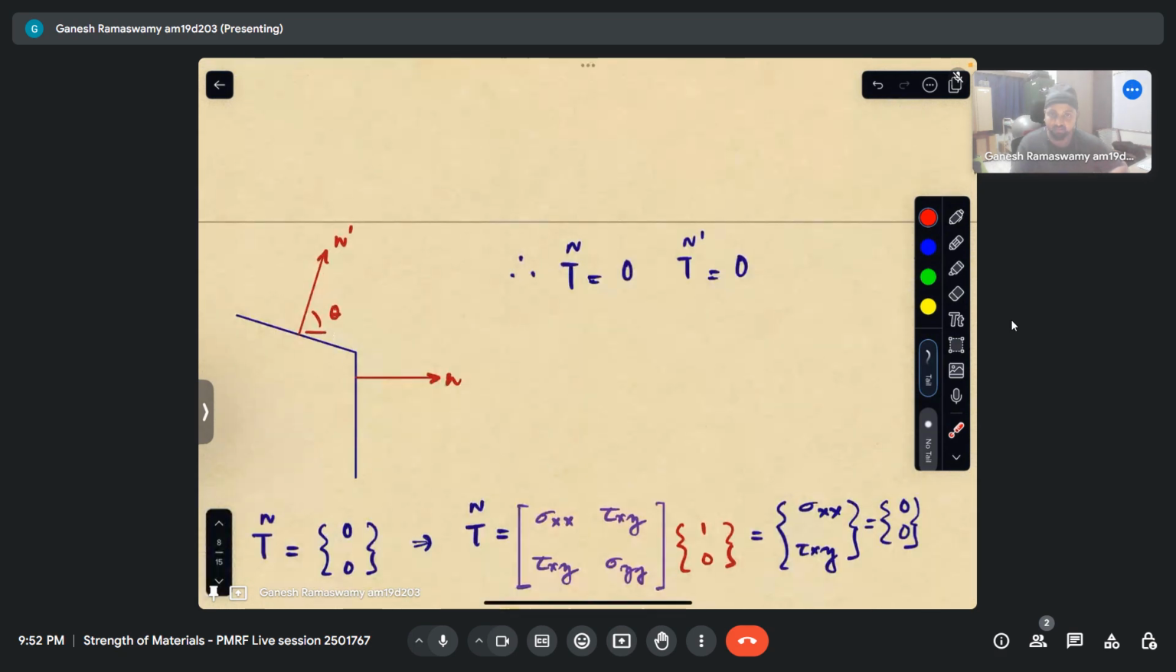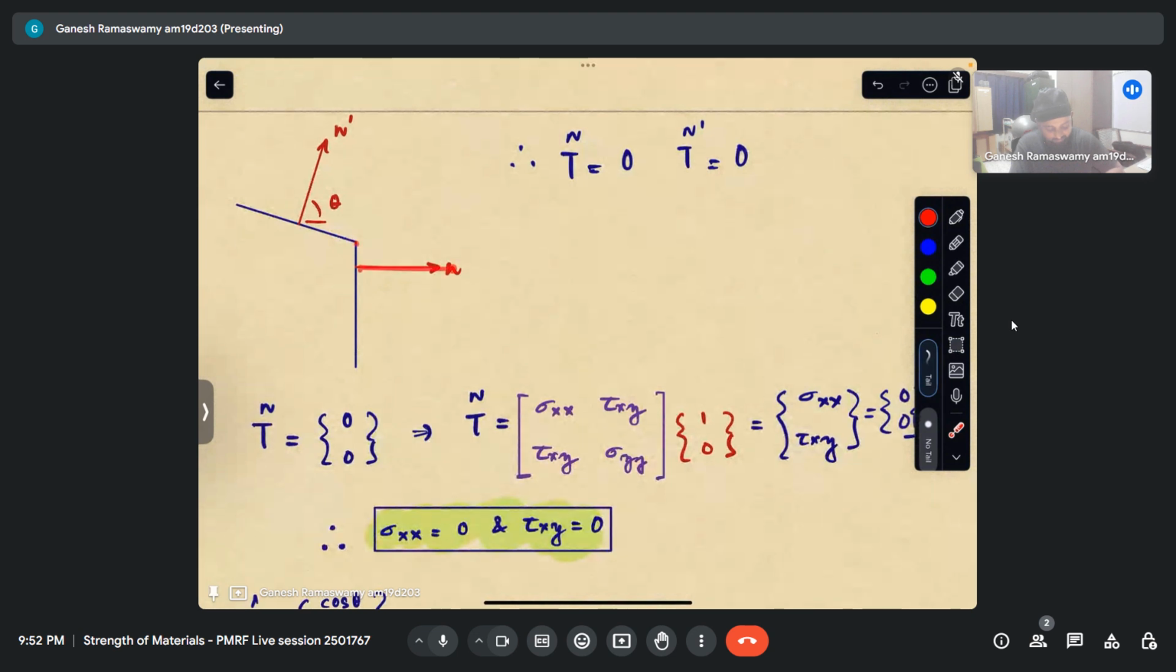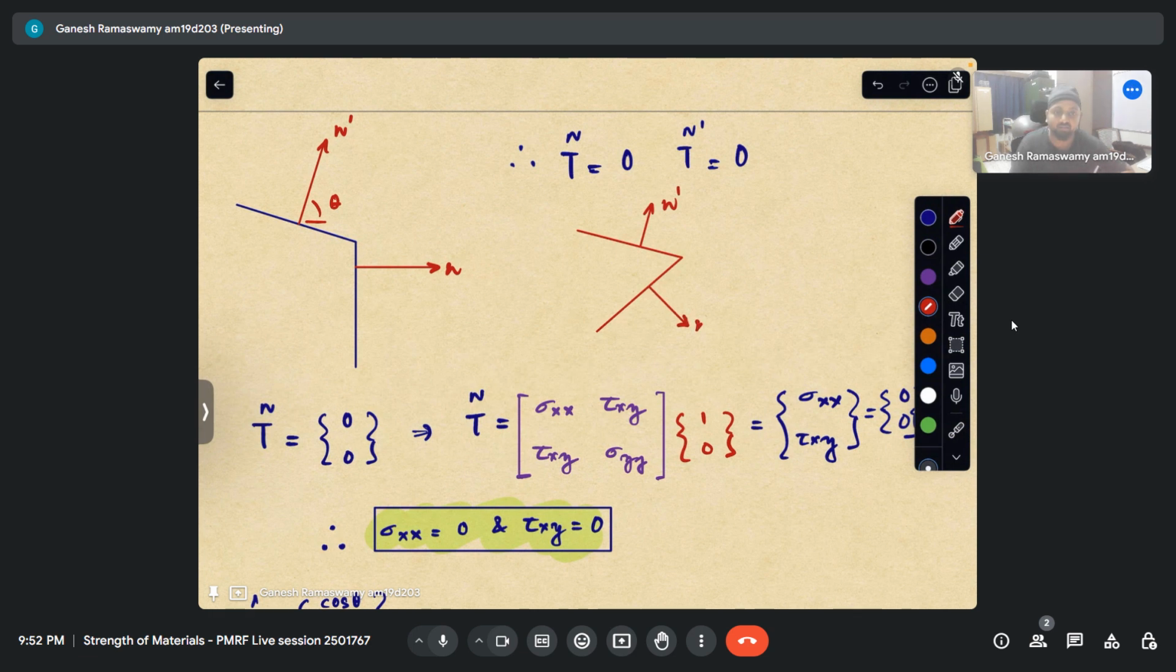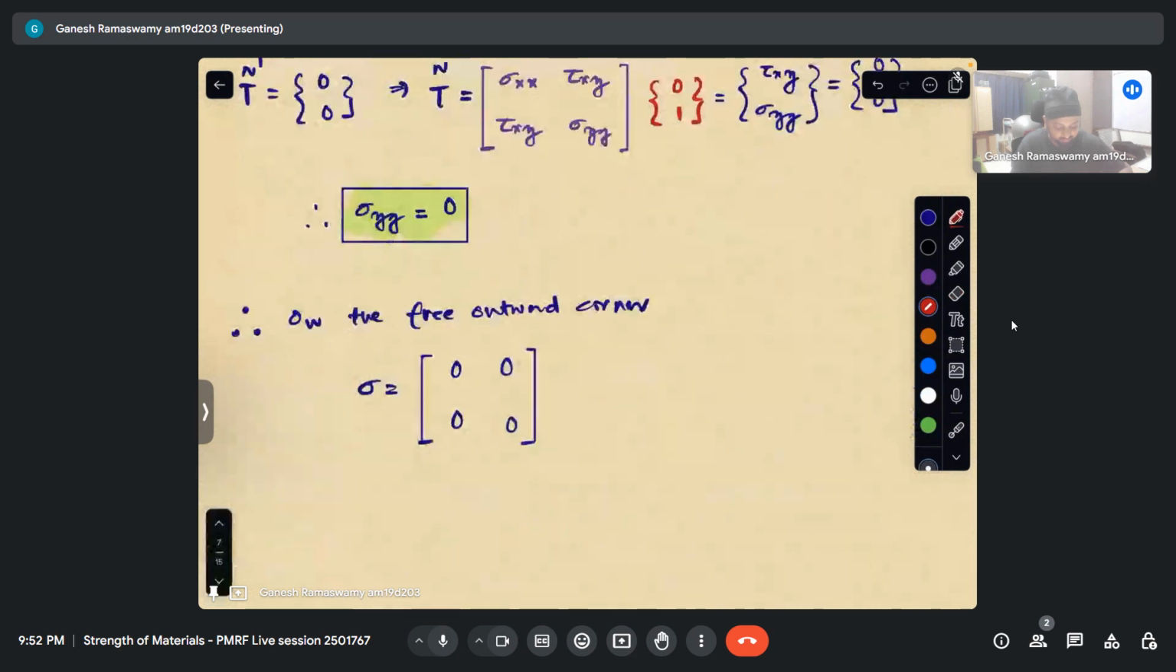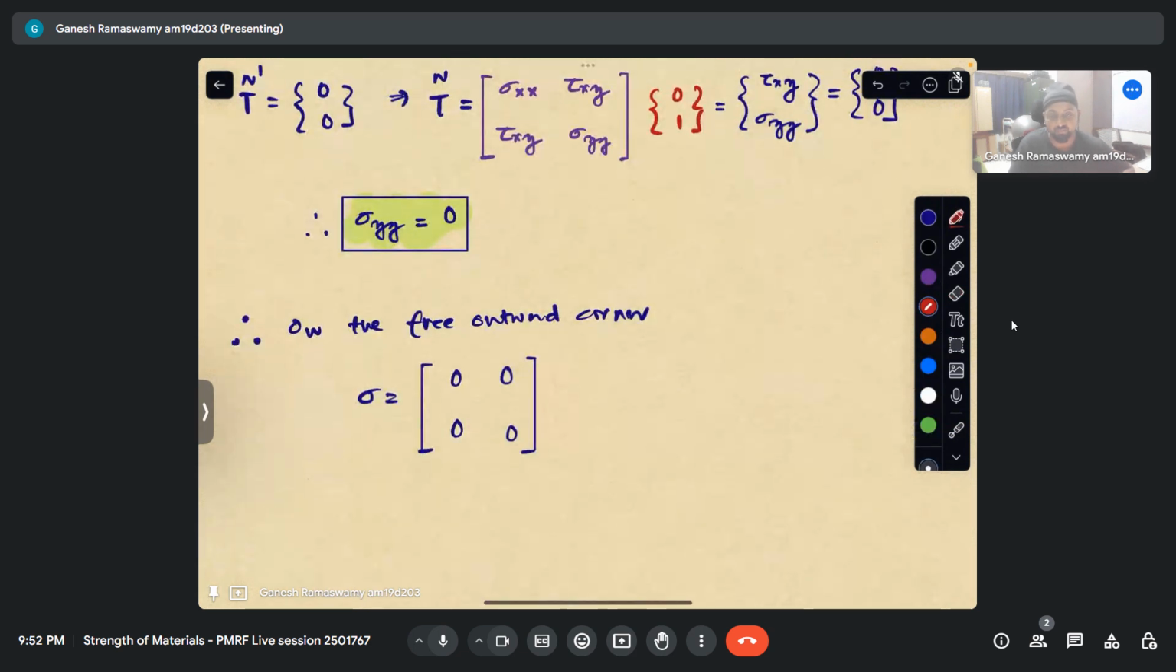Now I encourage the viewers to do it for another example, where n also is not parallel to x. It might also be oriented. Perhaps you can take an example like that, where this is n prime and this is n, which are oriented at different angles to x and y. Let us say this is alpha and this is at theta. I encourage you to solve it for yourself and see that this indeed holds good, that at the free outward corner, the stress tensor actually comes out to be 0. I hope this is clear.